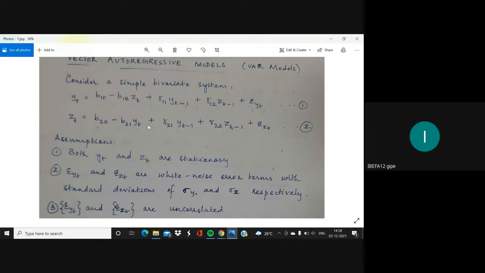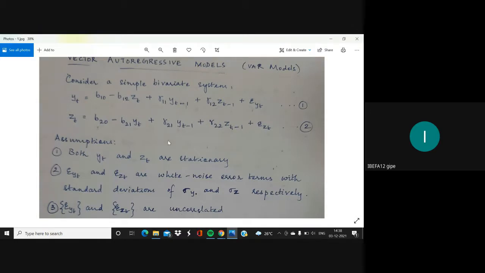If you look at the first equation here, you'll find that yt depends on its own first lag, and it also depends on the first lag of zt. At the same time, zt has an impact on yt in the same time period. So this is called a contemporaneous effect that zt has on yt. It's happening in the same time period, not with a lag.